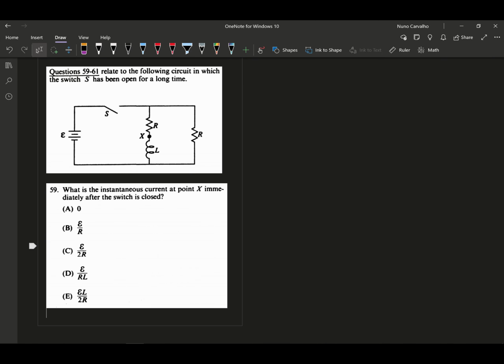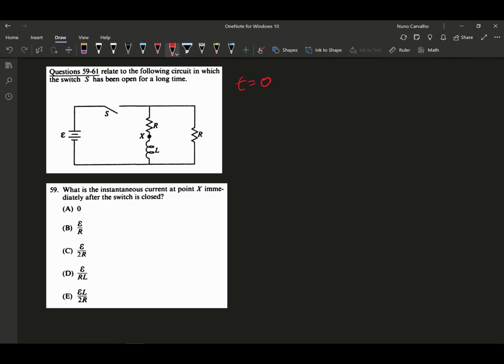Okay, number 59, we're given, again, a similar problem to the previous one. It's still a circuit, and we're asked about currents, but now instead of a capacitor, we have an inductor. And so how's that going to change our answers? We're asked what the instantaneous current is at point X, which is right there, immediately after the switch is closed, which is to say t is equal to 0.